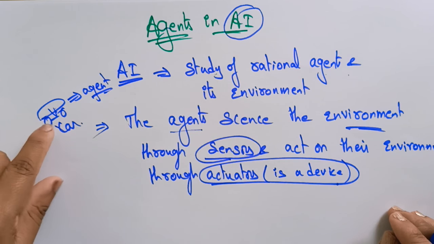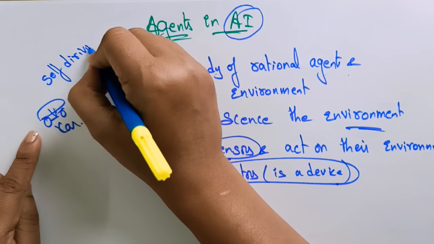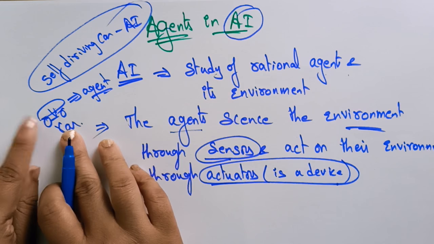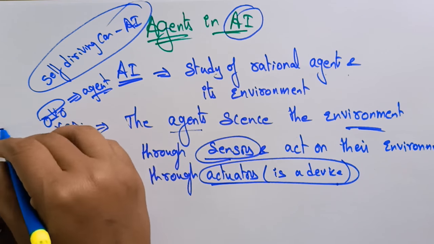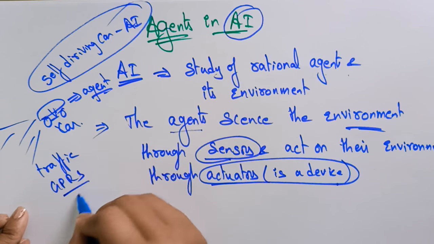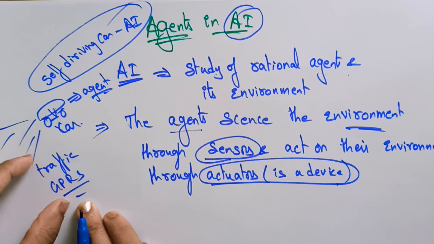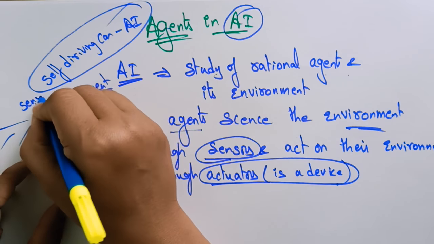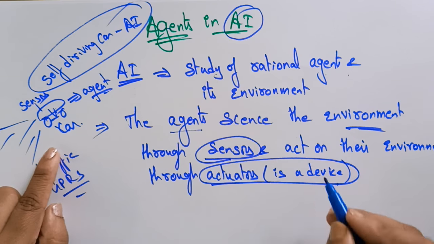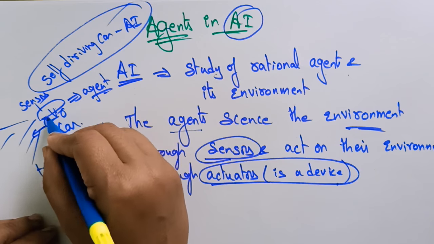In this car, the car is moving. How is it moving? Suppose you take the self-driving car, which has artificial intelligence. This car is an agent and it senses the environment. It is able to see everything: the traffic, GPS, everything it is observing. Whatever it is observing is the environment. How is this car observing the environment? Because of the sensors present in the car. And it acts on its environment through actuators. The actuators are the devices that, with the help of the sensors, make the car move.